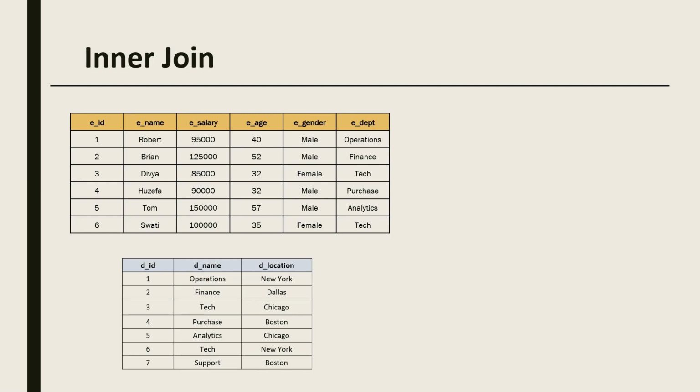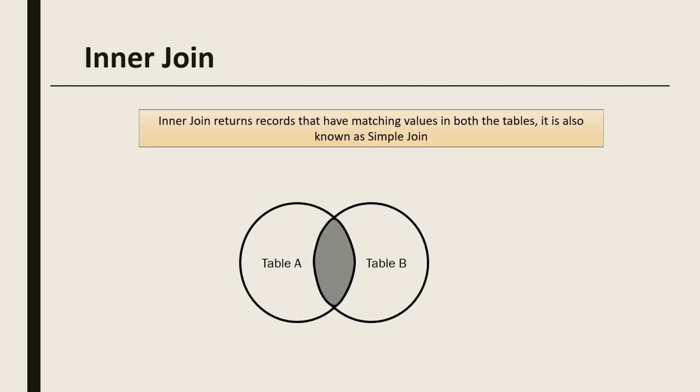In the department table there will be three columns. The first column will be ID, the second column will be the name of the department, like operations, finance, tax, purchase, and along with it, the location of that department, that is New York, Dallas and Chicago. With this employee table and department table we will see how we can apply the joins and what their output will be. So let's start with the inner join.